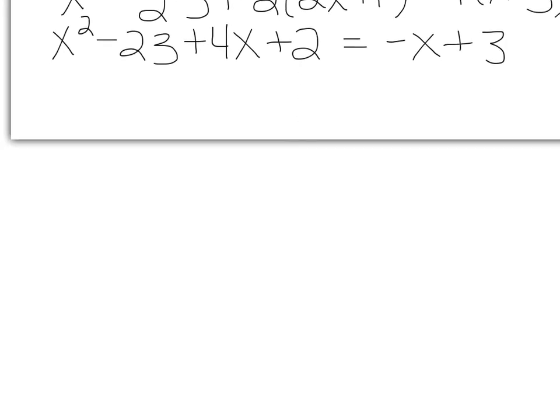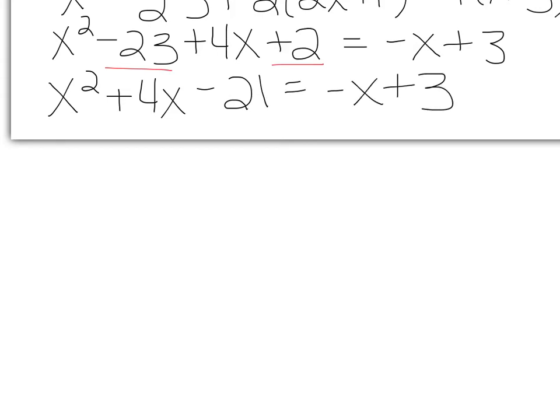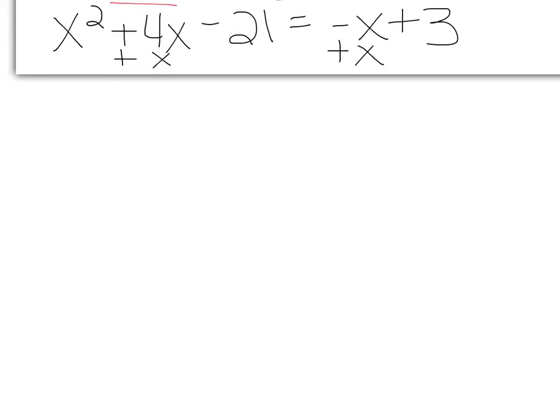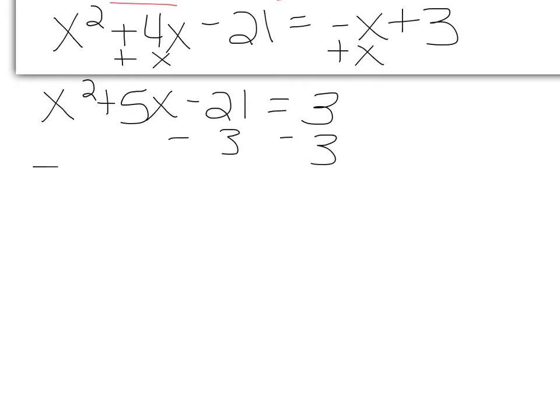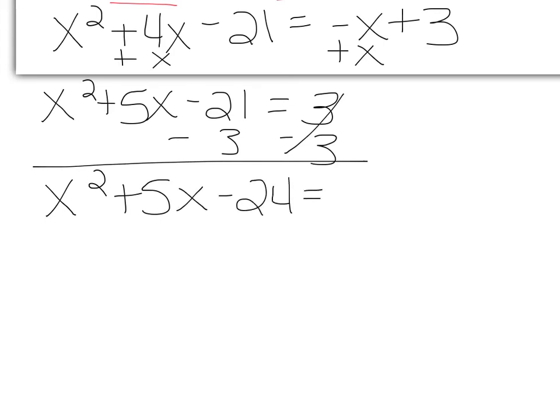Okay? Negative 3 plus 2 can be combined, but first I'm going to write them in order. So I'm going to go x squared plus 4x, negative 3 plus 2 is negative 1, is equal to negative x plus 3. So I'm going to add x to both sides, and you'll get x squared plus 5x minus 1 is equal to 3. Subtract 3 from both sides. You get x squared plus 5x minus 4 equals 0.